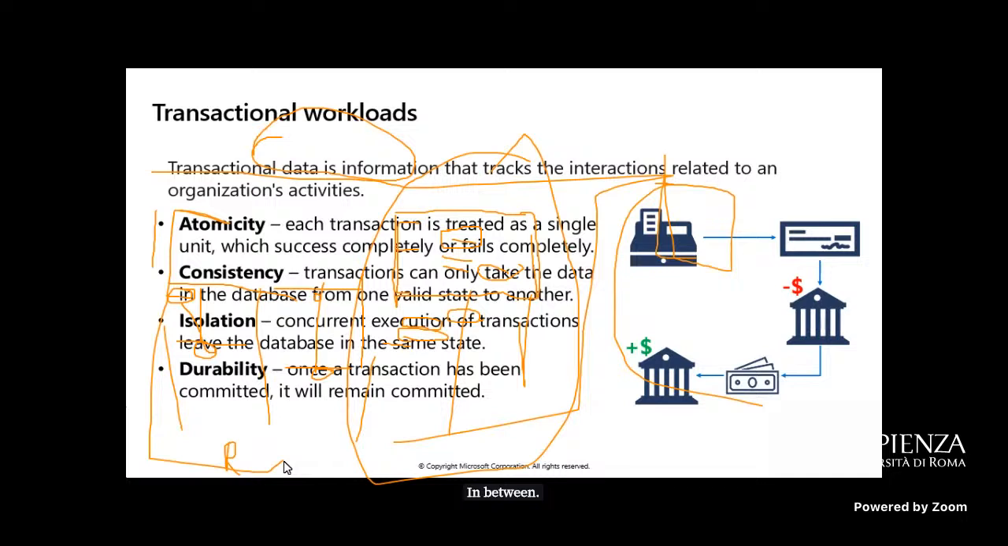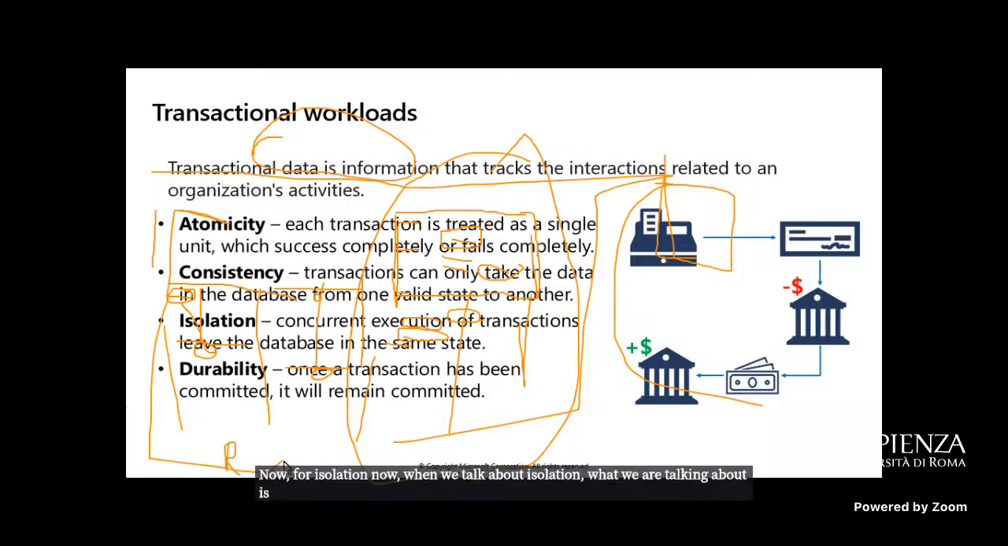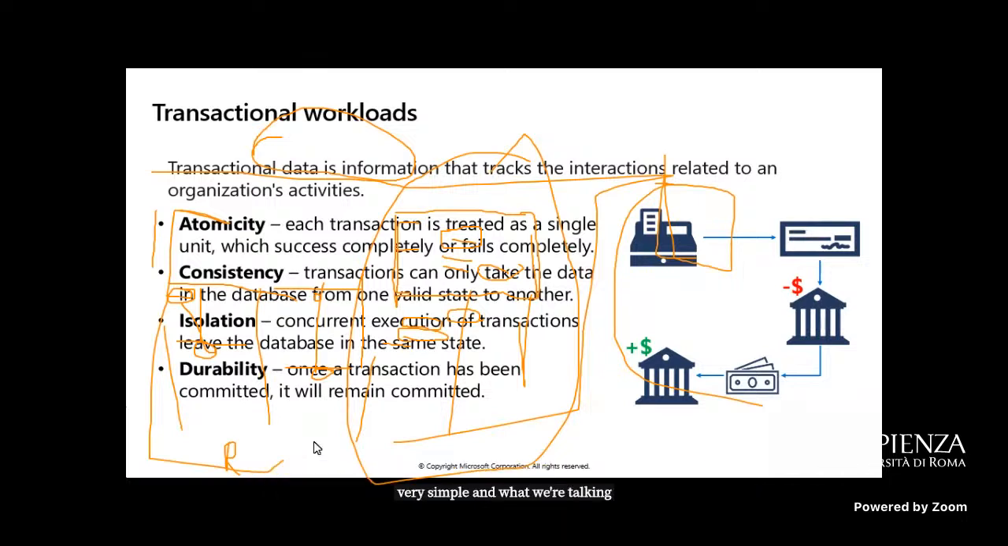Now, for isolation, what we are talking about here is very simple. Concurrent execution of transactions leaves the database in the same state. So take for instance, if you are transferring money to maybe 2 or 3 people, there should not be anything that makes it possible that the money I'm transferring to Mr. B is the money Mr. A gets. It shouldn't be possible.